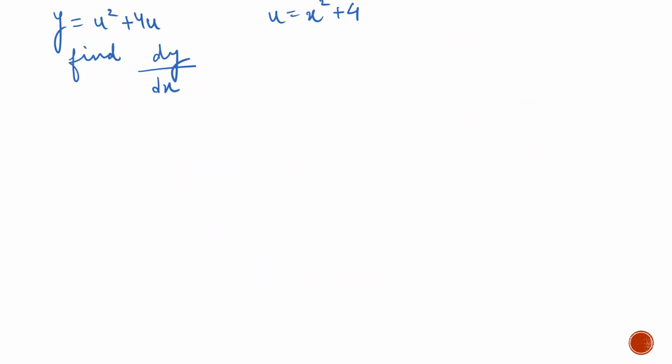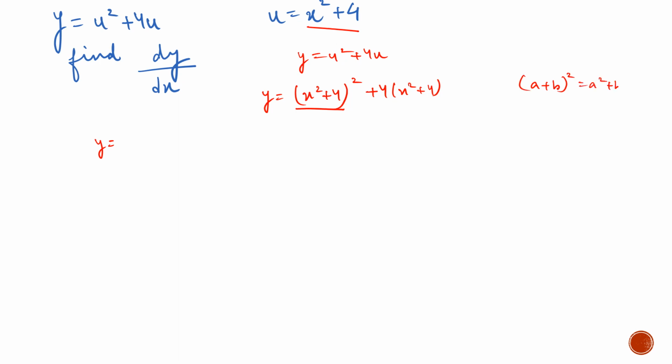So we can solve this same question by a different method. Here y is u square plus 4u and u is x square plus 4. So here itself we put the value of u in terms of x. So y will be x square plus 4 whole square plus 4 times x square plus 4. Simplifying it, this is a plus b whole square, which is a square plus b square plus 2ab, right? So y is x square squared, that is x to the power 4, plus 4 squared is 16, plus 2 into x square into 4, which is 8x square, plus 4x square plus 16.